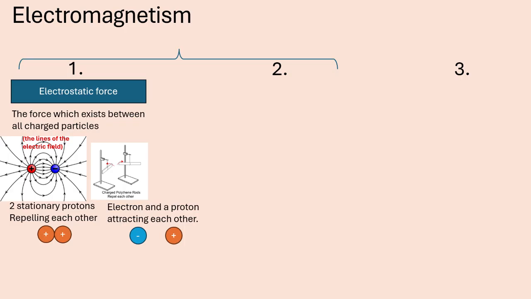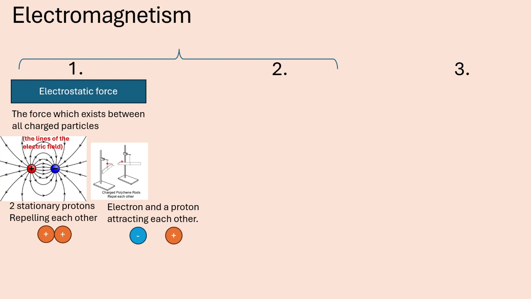Hello. Right, this video is going to be a sort of dumbed down, quick overview of electromagnetism, and this is probably going to be correct to degree level, I would say, but I'm going to keep it really dumbed down. Right, so there's three areas of electromagnetism, and the first is the electrostatic force.